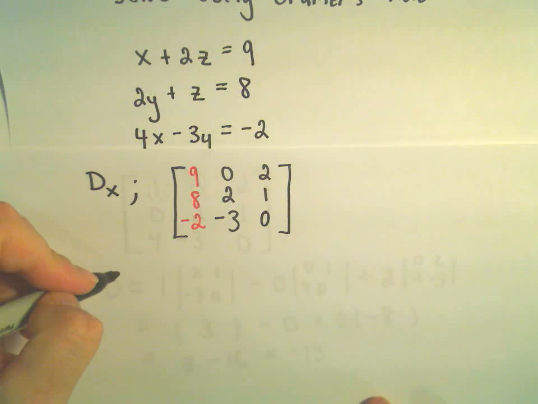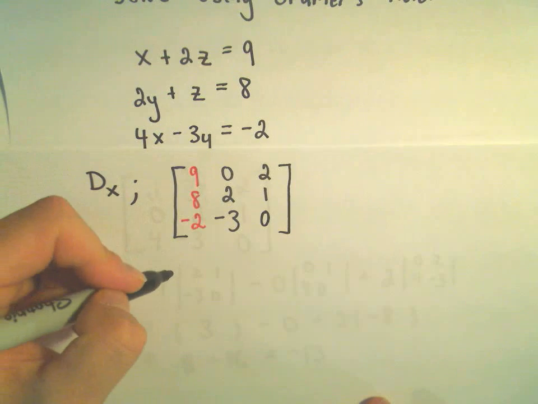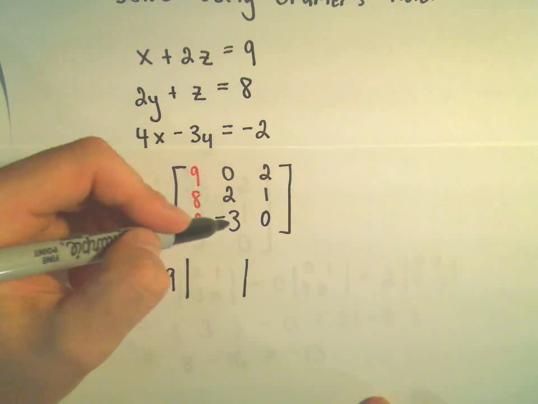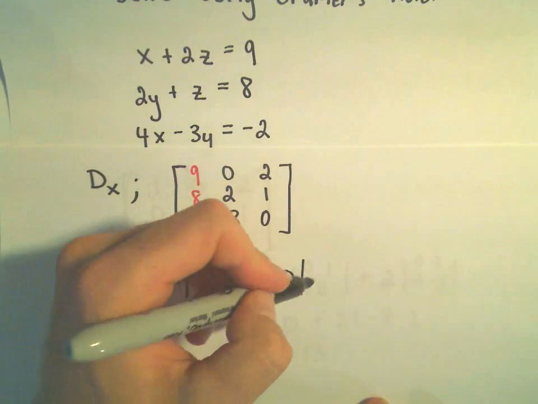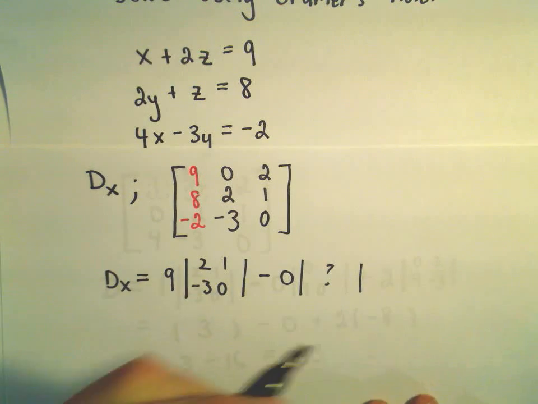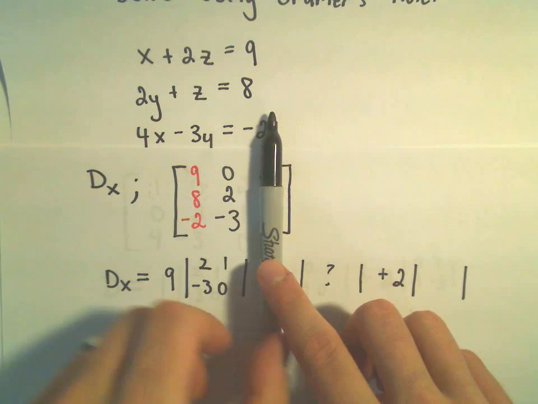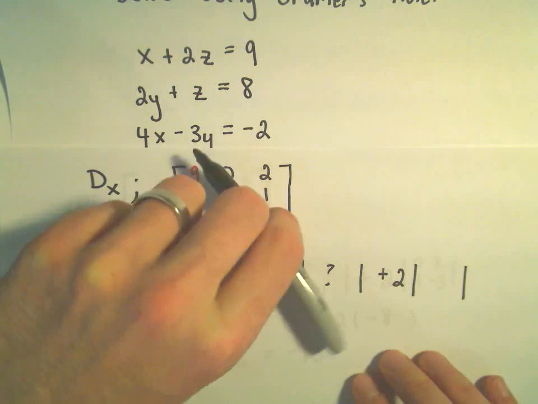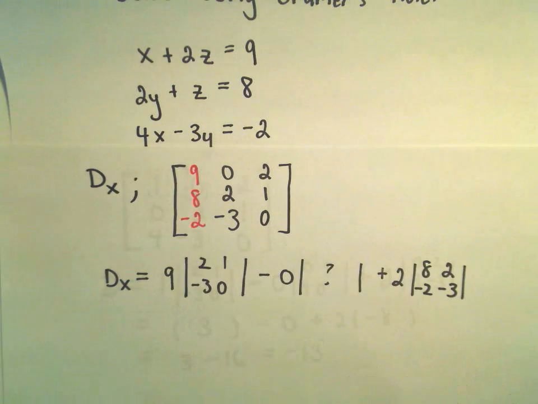So let's see, the same thing, to calculate the determinant, I'm going to expand along the row. So I'm going to just expand along the first row, same thing as before. So we'll get 9 times, it looks like 2 and 1 and negative 3 and 0. Then we'll get minus 0 times, well, who cares? Again, we're just going to get 0 out at the end of it anyway. And then we'll get plus 2 times, let's see, so if I cover up the last column and the first row, it looks like we'll have 8, 2, negative 2, and negative 3 left over.